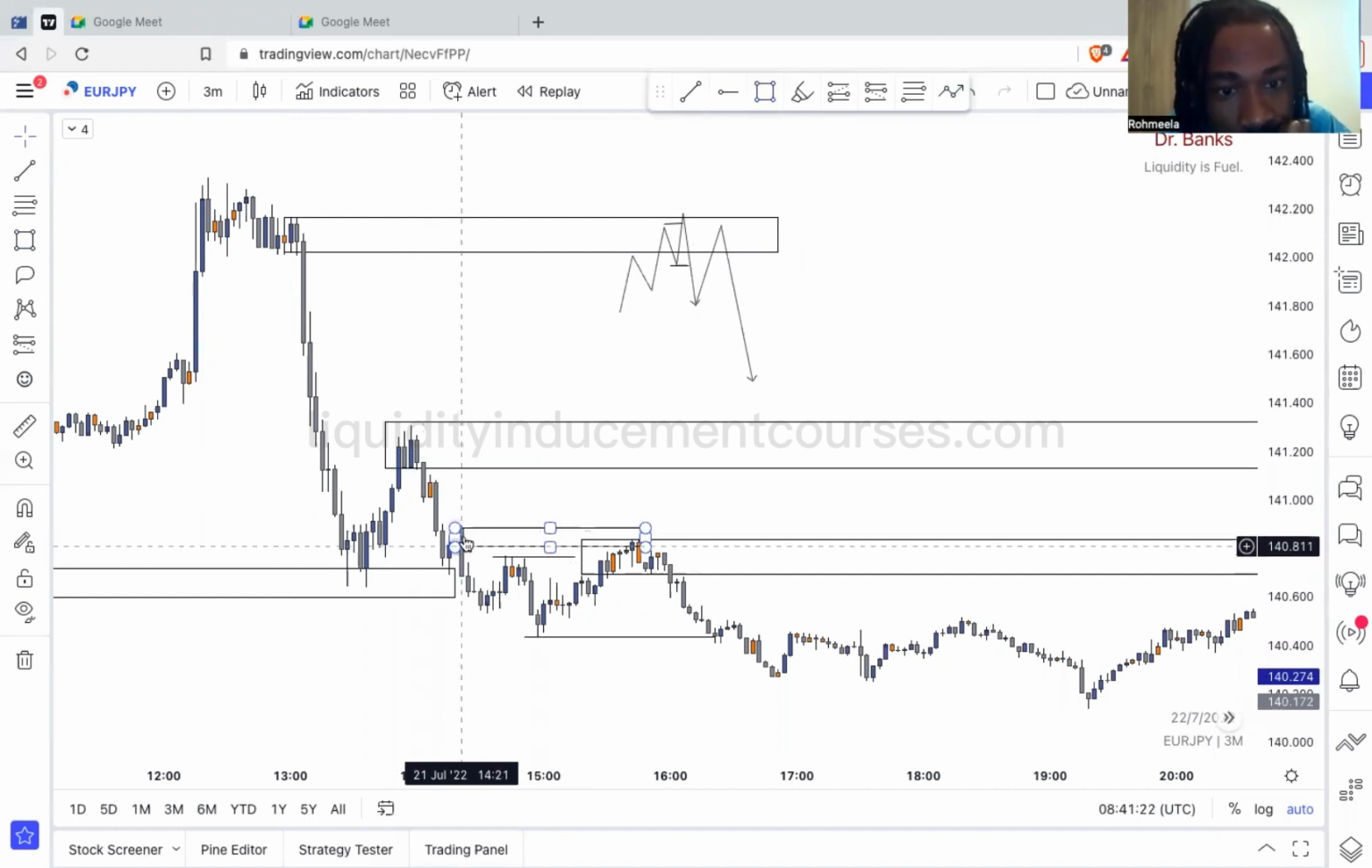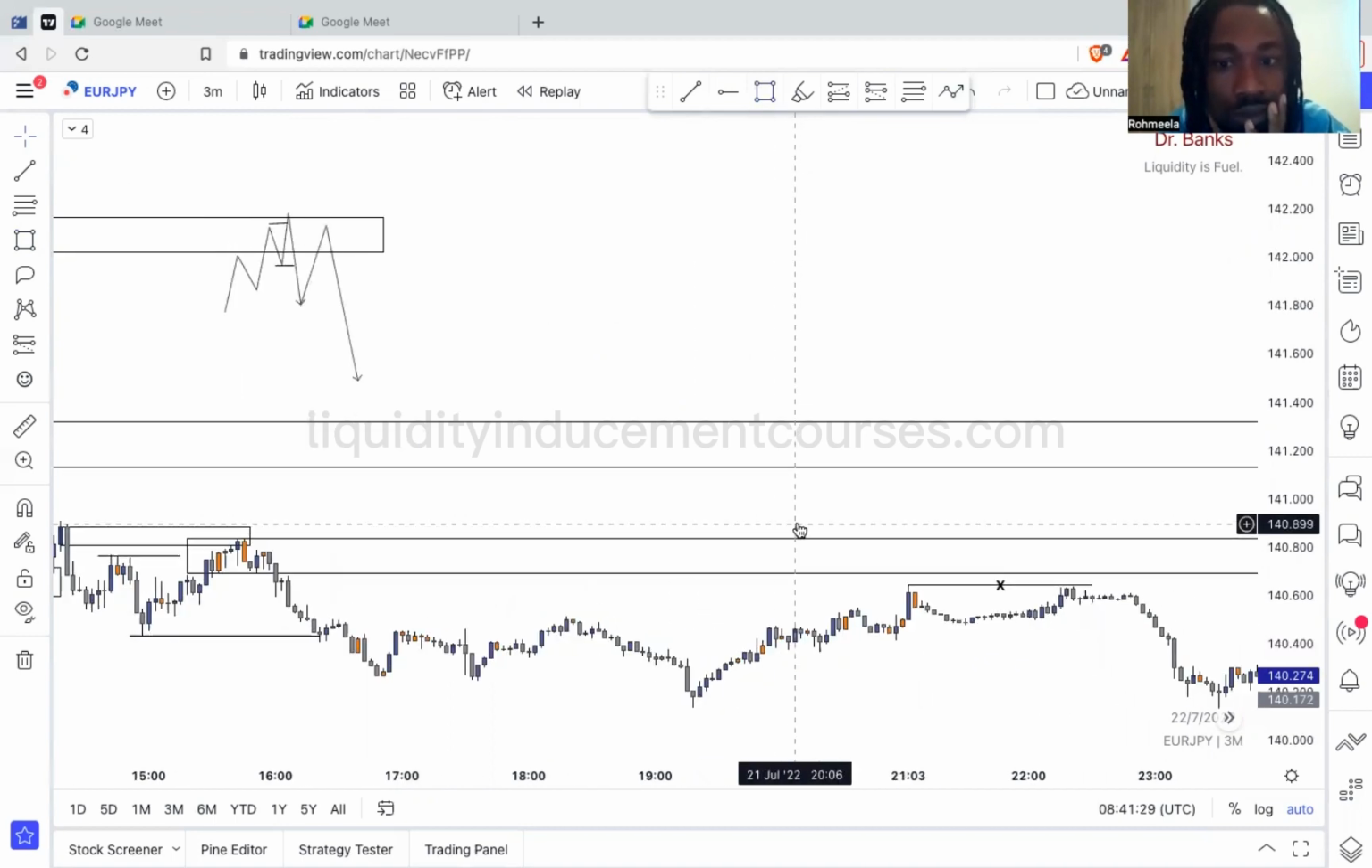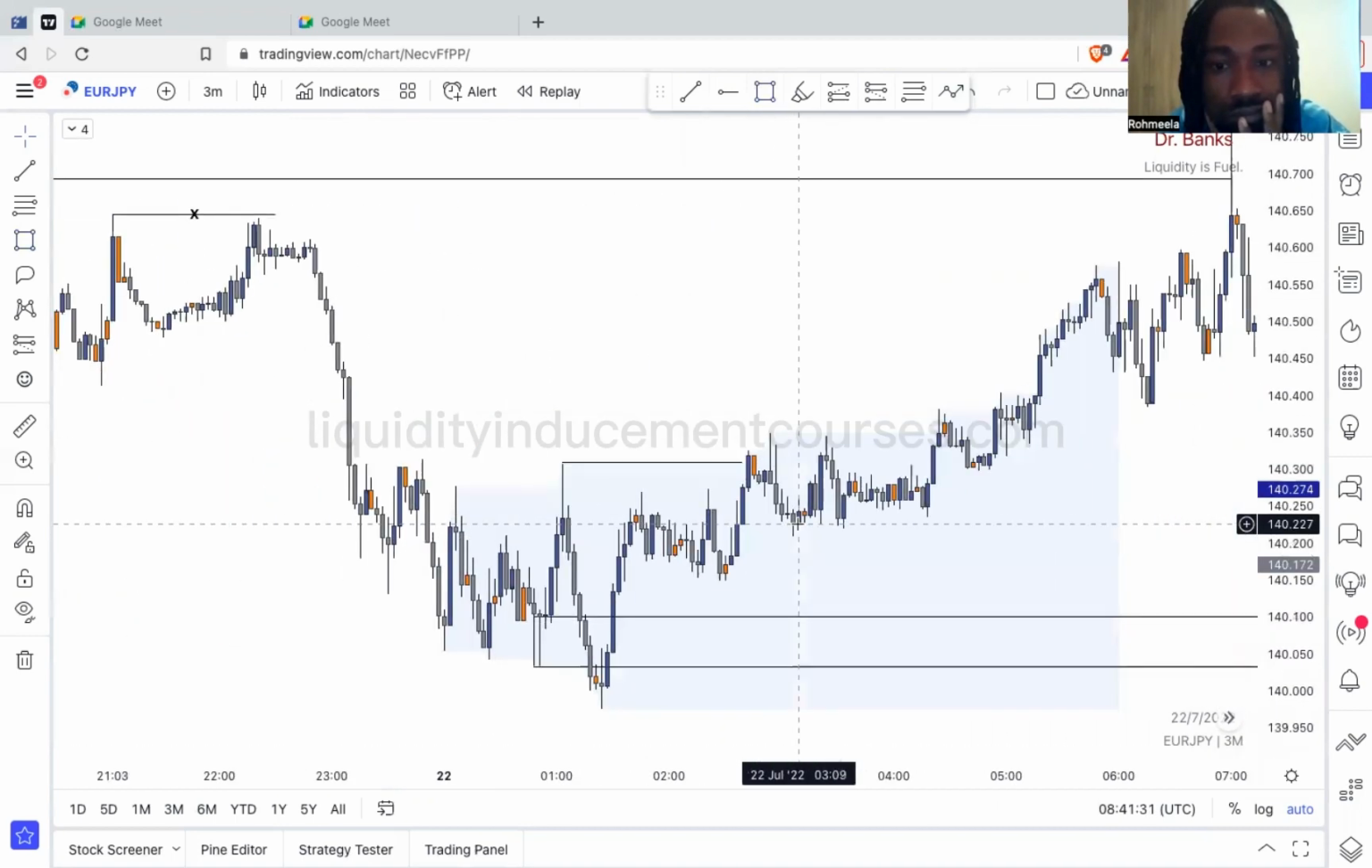This was the one here that violated this demand. It became the new supply level. So this one was irrelevant for price to come into. You understand that? The same scenario is what I expect to happen here.